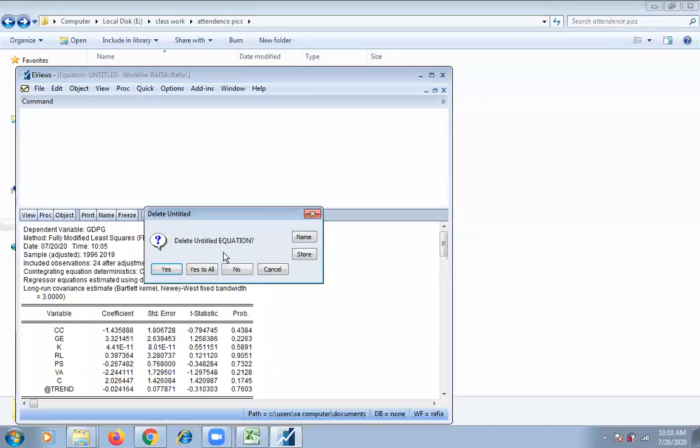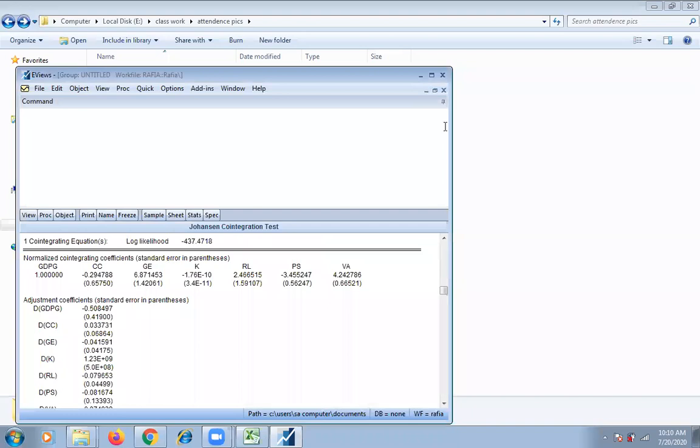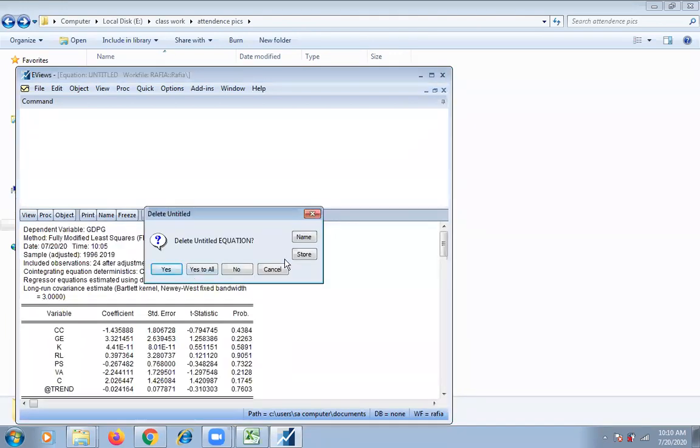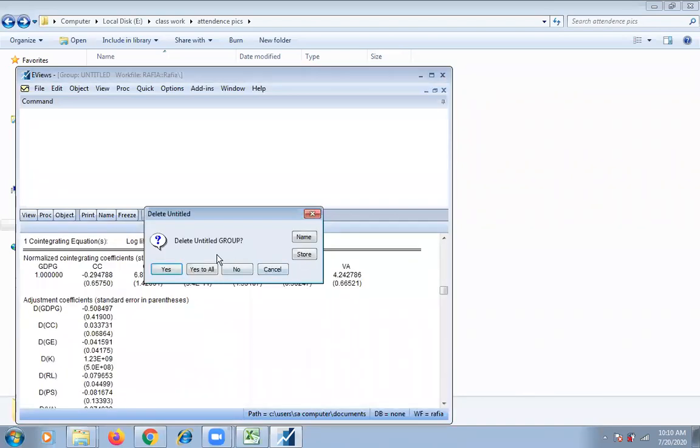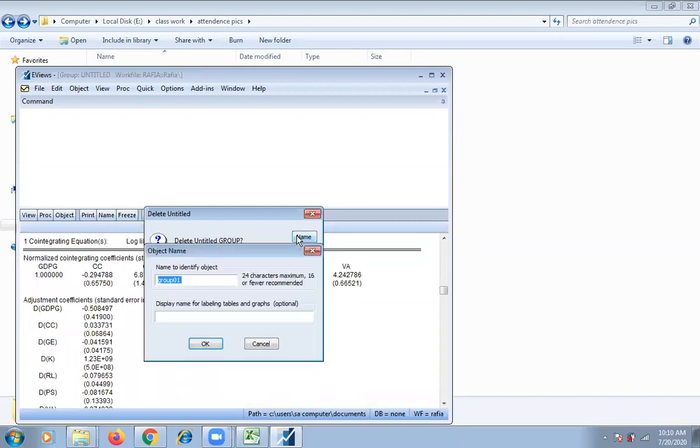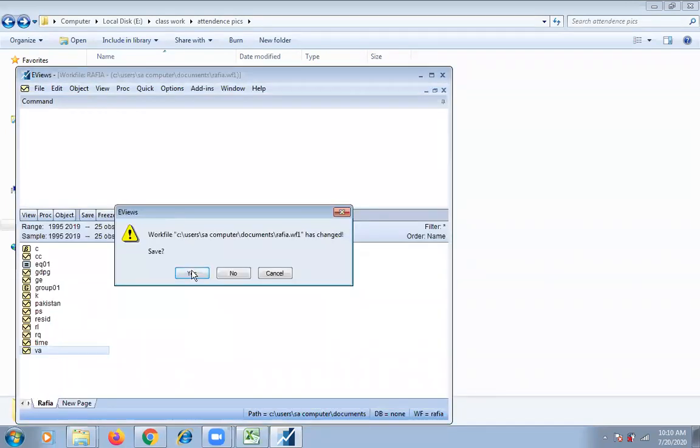Now I'm going to close and delete the equation. You can give it a name, for example, equation 1. It asks to delete the untitled equation; you can give it a name. Your equation 1 is over here. Delete the untitled group; give the group name, group 1. Save. Okay, it is saved in documents.